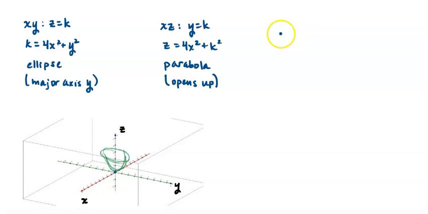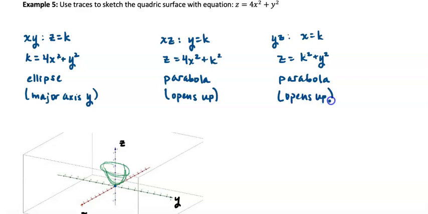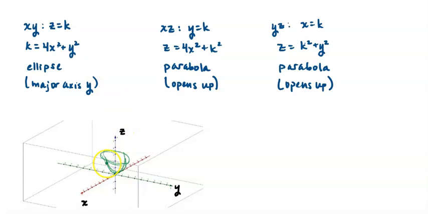And then for our yz plane, the other vertical trace, we know that our x is going to be k. And if our x is k, then we get the equation z is equal to 4k squared, so we can just call that k squared, plus y squared. And now this is also a parabola that opens up. And that makes sense. So we have that other trace going kind of from here to here.